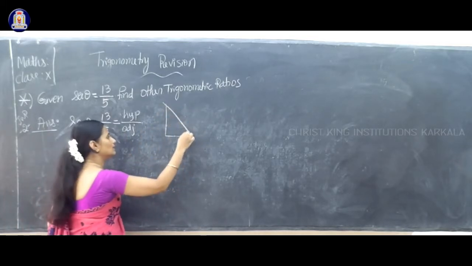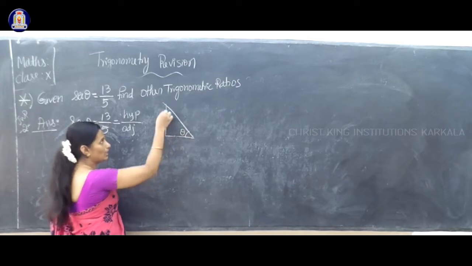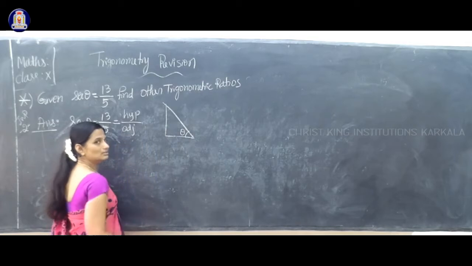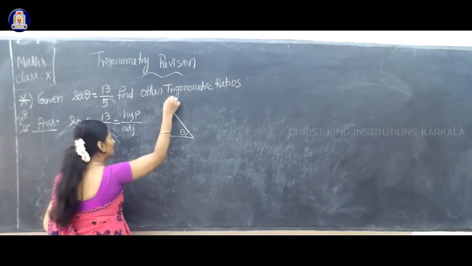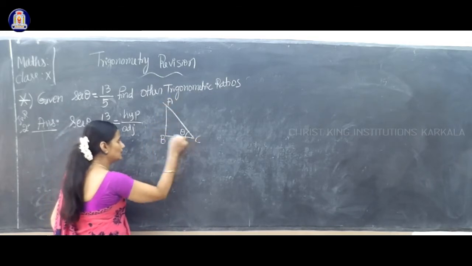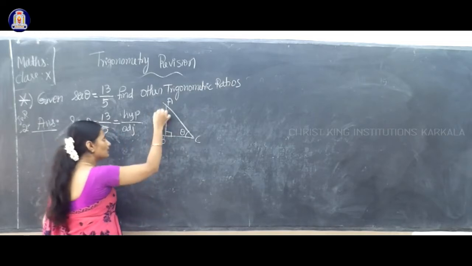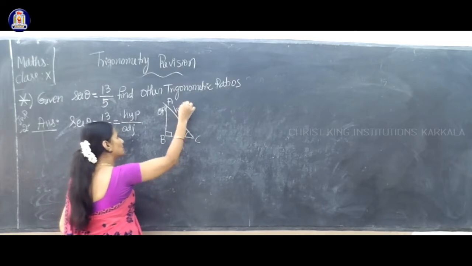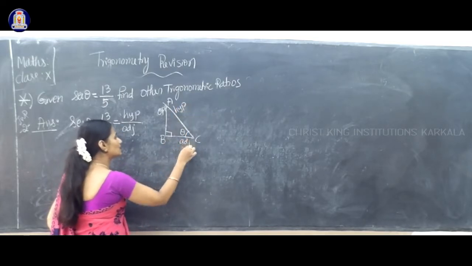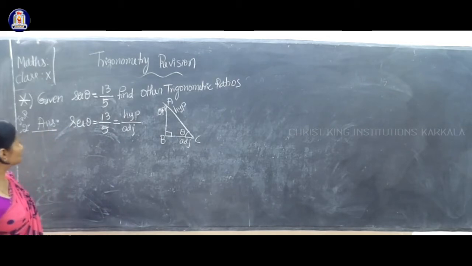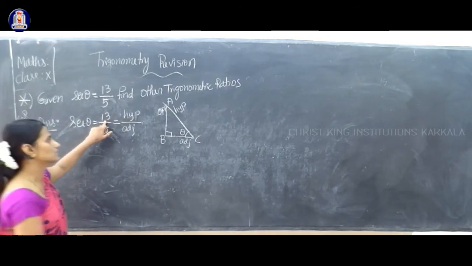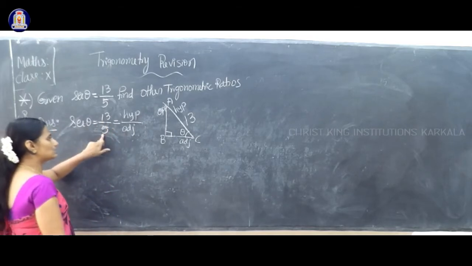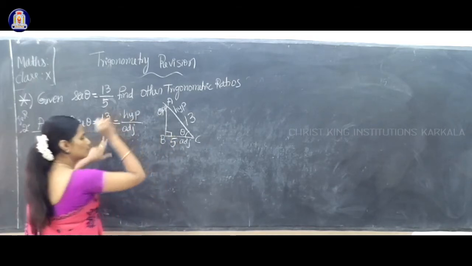So this is your theta. Mark theta here itself, otherwise you will get confused. Here in triangle ABC, this is 90 degree. This side is the opposite side. The side opposite to 90 degree is the hypotenuse side. This side is the adjacent side. Now substitute. Hypotenuse side is 13. Adjacent side is 5.